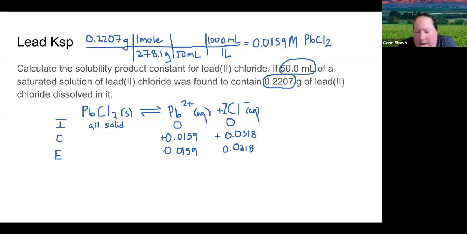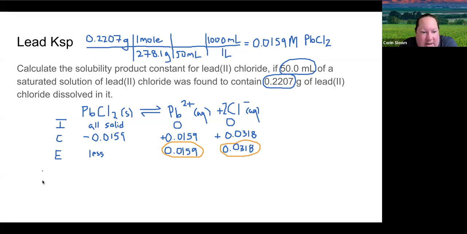And then obviously here, I'm subtracting 0.0159. And while it was all solid, now it's going to be less solid. But I don't really care about this number because I don't have the amount that we started with. But that's okay. I'm going to use what I created here. These two values are going to be what goes into my Ksp expression.